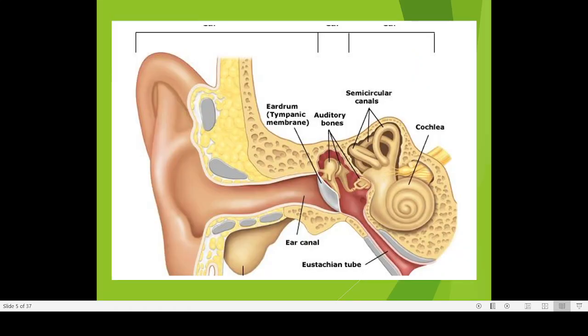Here also you can find the ear ossicles. What you are seeing is the outer ear, and at the end of the outer ear we are finding a small membrane. This membrane is known by the name eardrum, otherwise known by the name tympanum. Now, connected with the tympanum, you can find three bones, which are known by the name auditory bones.